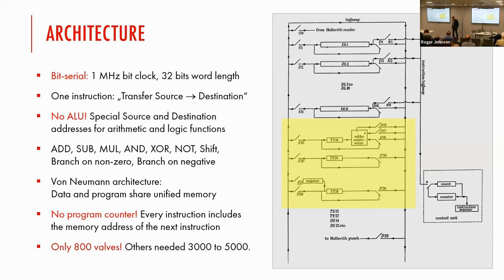Yeah, the effort did pay off. 800 tubes is what they ended up using. The projects at the time had a few thousand, 3,000 to 5,000. So it certainly was the most compact architecture from a hardware perspective.